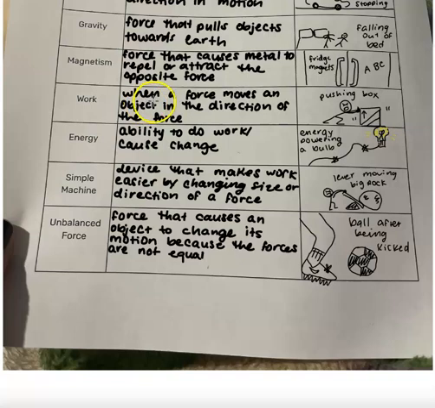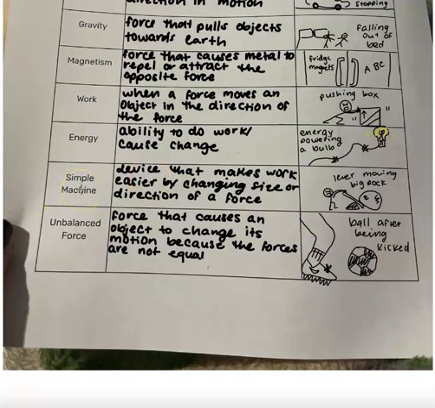The definition for work: when a force moves an object in the direction of the force. So if he's pushing this box, it goes in that direction that he's pushing. For energy, I put the ability to do work or cause change. So to be able to push that box in that direction that you're pushing. And I put energy powering a light bulb.